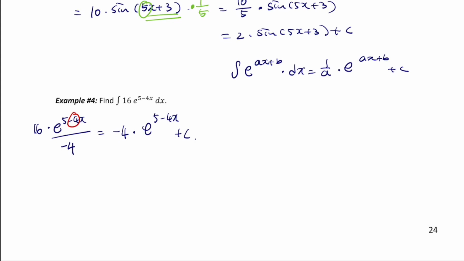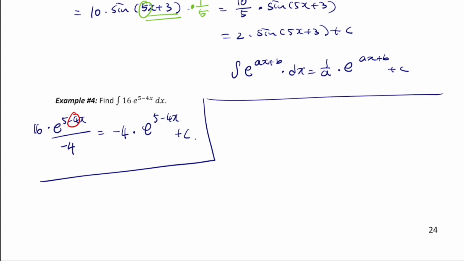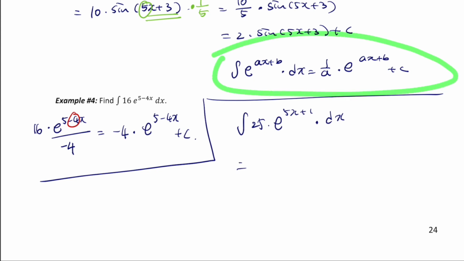Okay, then let's try to do one more example using Euler's number. Let's say we need to integrate 25 times e to the power of 5x plus 1 times dx. To integrate this, we're still going to use this formula here. So we do 25 times e to the power of 5x plus 1, and we take the coefficient in front of the x variable and put that into fraction form. Then we get 5 times e to the power of 5x plus 1 plus c.